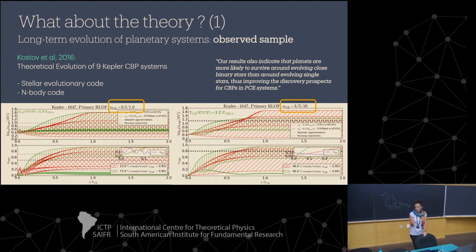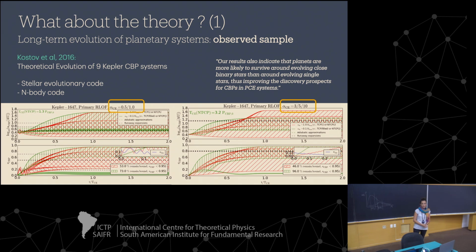Takeaway points. Planets can survive, and they have higher chances to survive around close binary stars.